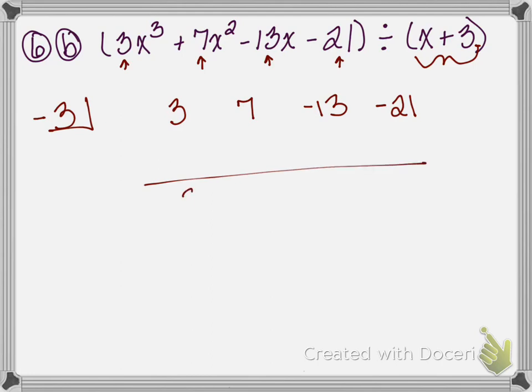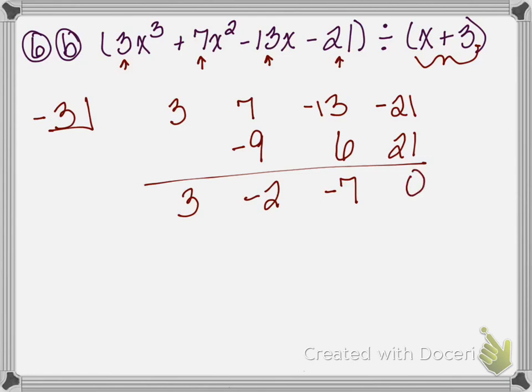I bring my 3 down. Negative 3 times 3 is negative 9. 7 and negative 9 is negative 2. Negative 3 times negative 2 is positive 6. Negative 13 plus positive 6 is negative 7. Negative 3 times negative 7 is positive 21. Negative 21 plus 21 is 0.